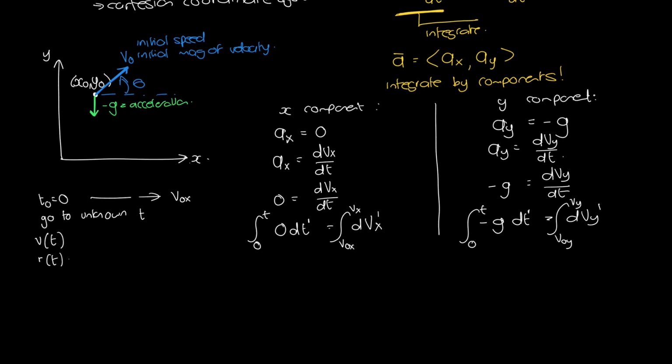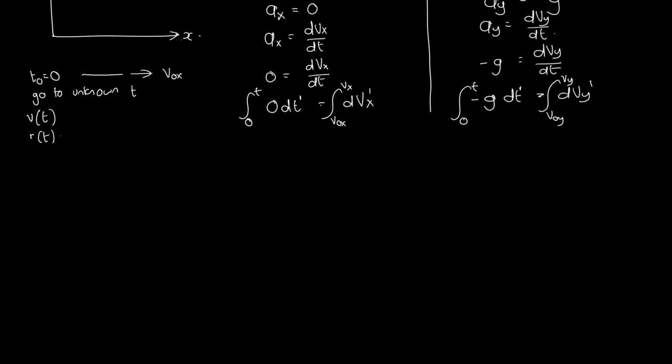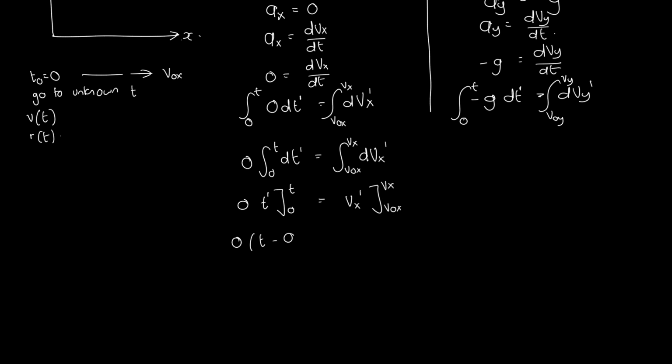So now we can just solve our integrations. So 0 can come on the outside, integral from 0 to t of dt prime, integral from v0x to vx of dvx prime. This is going to be 0, and then it's going to be t prime from 0 to t. This is going to be vx prime from v0x to vx. And we can actually go ahead and put this in as 0, t minus 0.